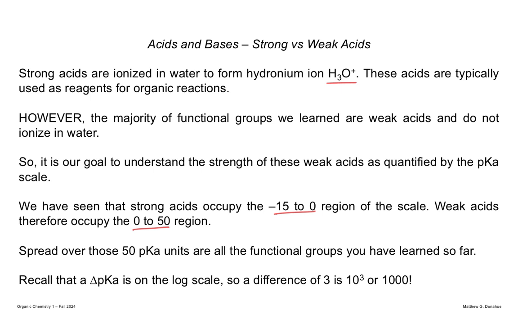And one more thing to point out, that 0 to 50 region, so that's 50 pKa units. But remember, that's a log scale. And so when we start talking about the differences between two pKa's, the difference is really 10 to the n, where n is that difference. And so if you have a difference of 3, it's 10 to the 3, and so that's a factor of 1,000. So again, we applied that log function so we could deal with manageable numbers, but just keep in mind it's a log scale.